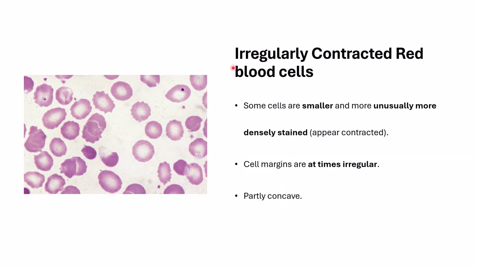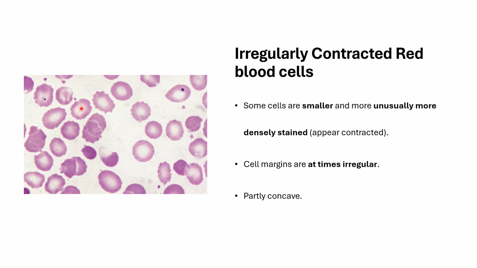Going on to irregularly contracted red blood cells, in this we can see that some of the cells are smaller and usually more densely stained. See, this is a more densely stained cell and the margins are irregular. This is a normally stained RBC. The margins are regular and this is relatively smaller. Similarly, in this cell the margin is irregular. In this cell also the color is deeper and the margins are irregular. So they appear contracted and they are partly concave.